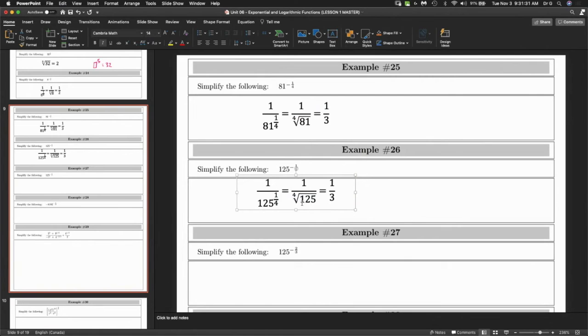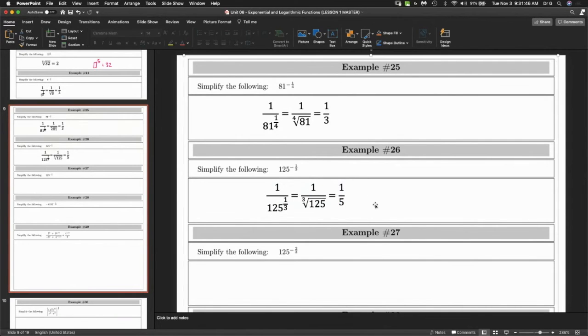And instead of a third root, a fourth root, sorry, it's a third root. So what's the cube root of 125? 5. Thank you, Jai.